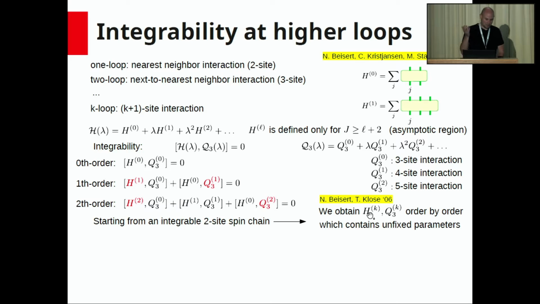For the explicit calculation, we know that there are unfixed parameters. The first class of unfixed parameters comes from the similarity transformation of the charges, which obviously defines commuting charges. And this U is just the sum of local operators, and these coefficients epsilon are spectral parameter dependent unfixed parameters.